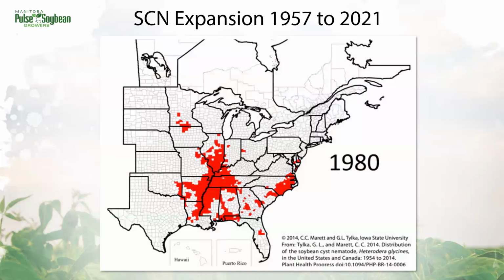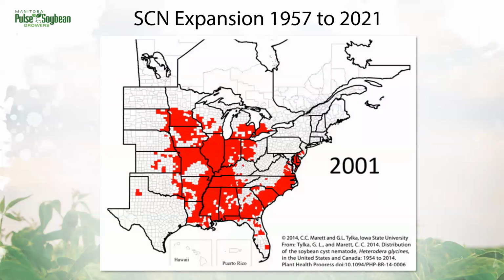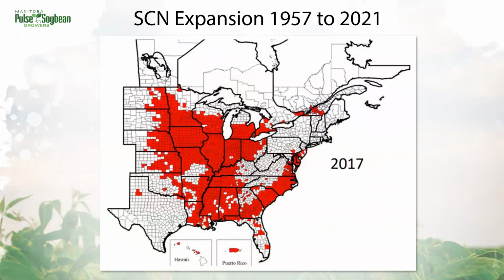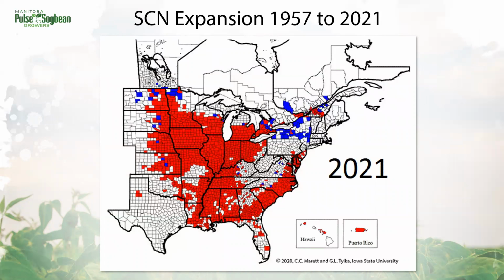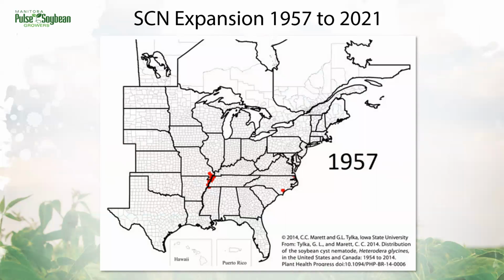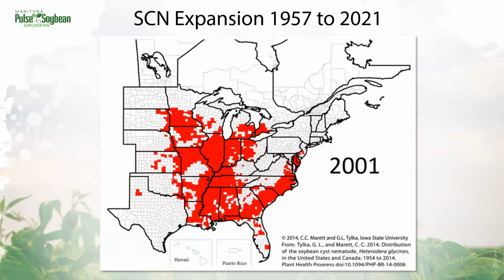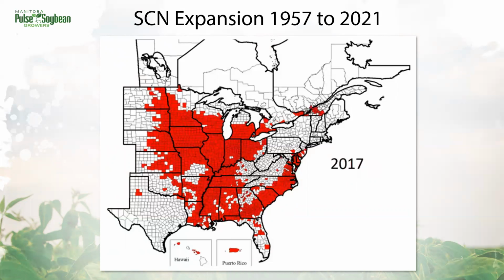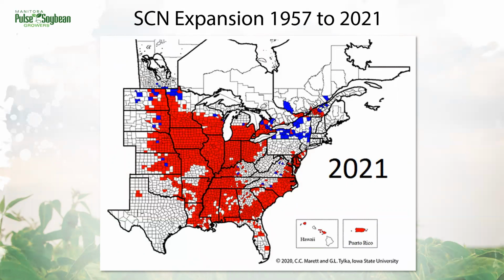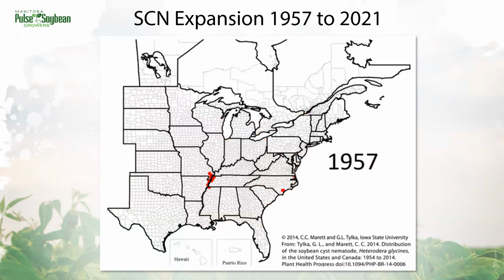Where is SCN? So each colored piece of this map is an infected county in the States, and we can see it moving and expanding into Canada over time. SCN's expansion over the years has followed soybeans. It's not a question of if we'll be managing SCN, it's a question of when we'll be managing for SCN in our fields.